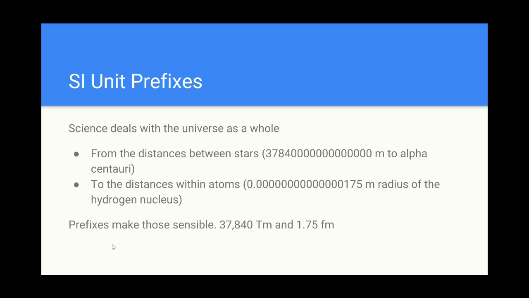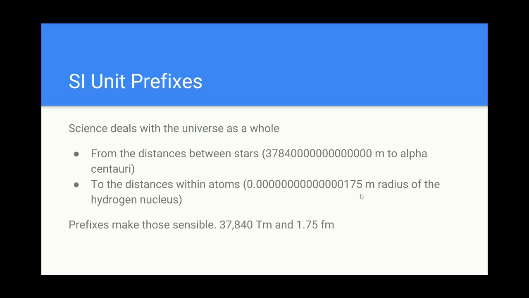Now, science as a whole causes a huge range of numbers. From the distances between stars, the nearest star to us is Alpha Centauri, and it's this far away. It's a ridiculously large number. It's 4 light years, if you want to put it in something easier to say. This is the distance in meters. Okay. And the radius of the hydrogen nucleus is this ridiculously tiny number of meters.